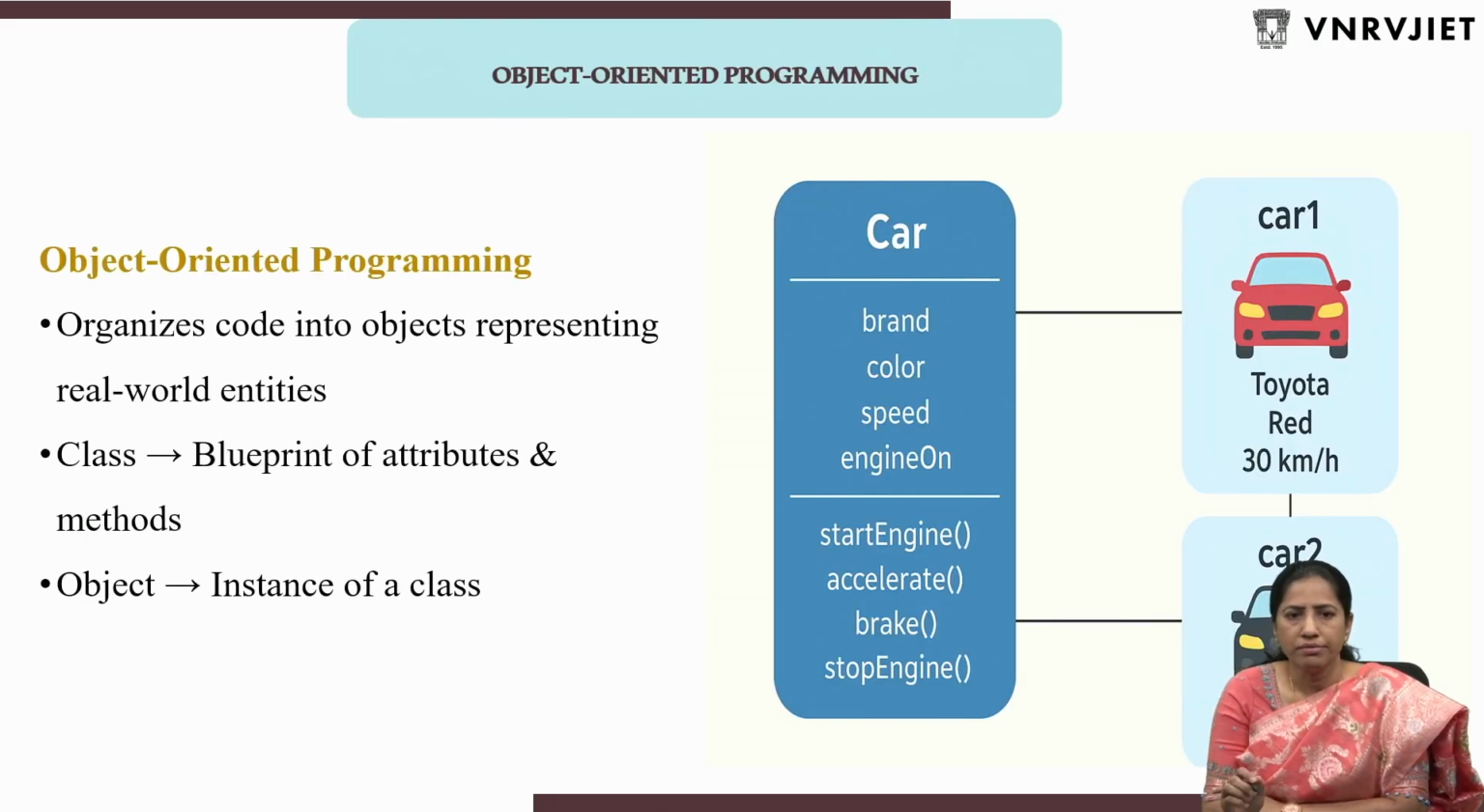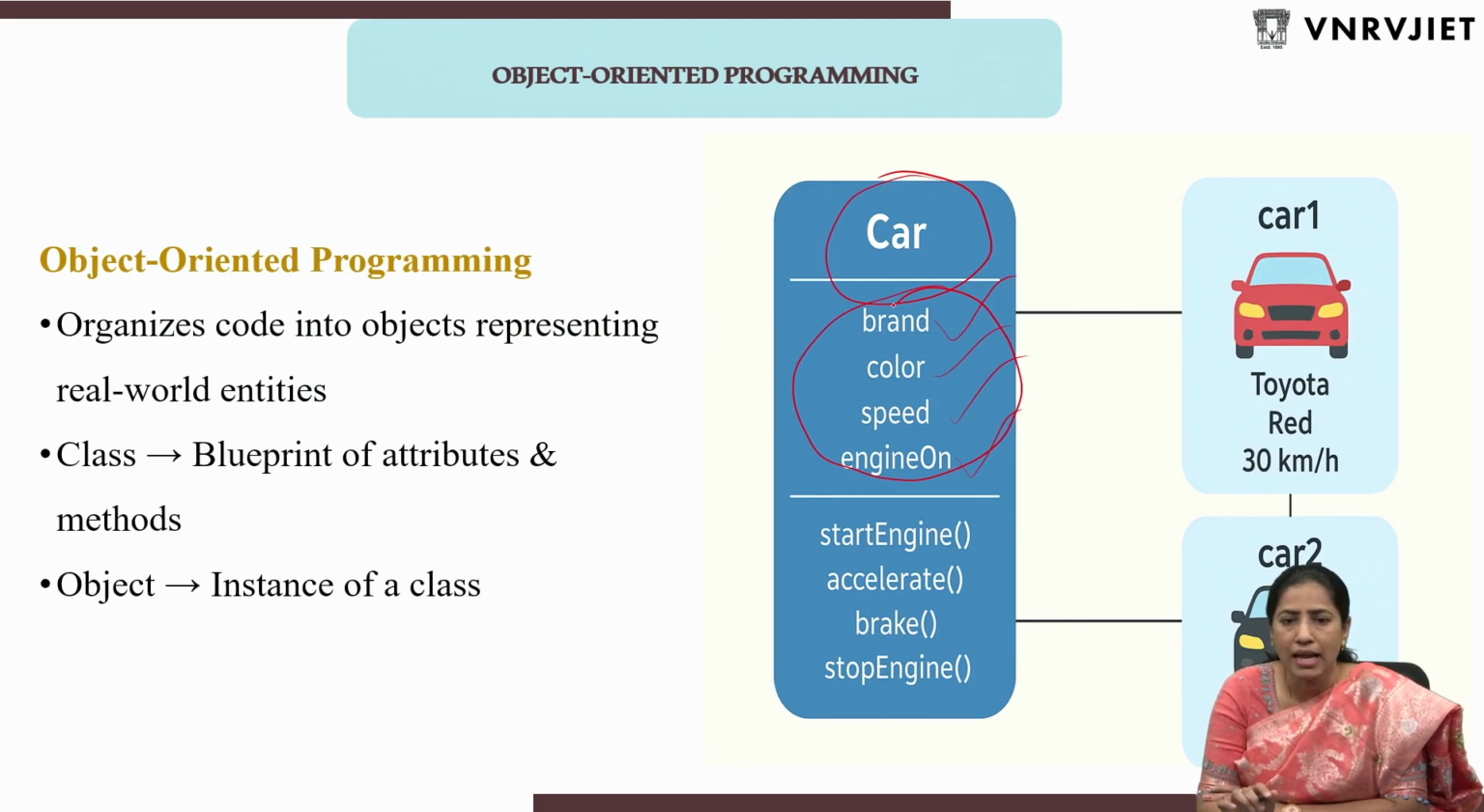So if you see here, the object-oriented programming, how it works. If you want to write a program using an object-oriented language, then you have to rely on the concept of class and object. What is a class? If you see here the example, the car is a class. The car has some properties. What are those properties? A car will have some brand, some color, some speed, and some engine on and off attributes.